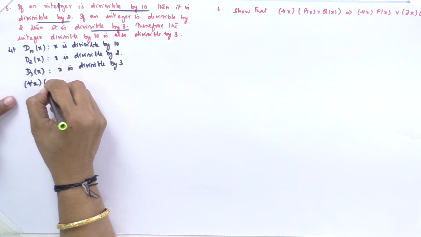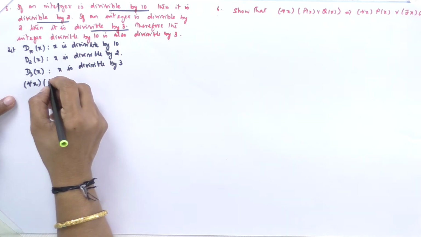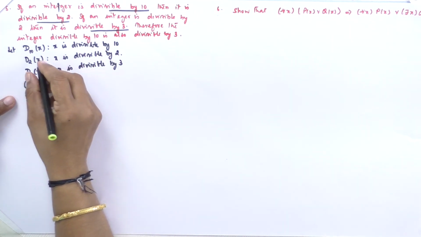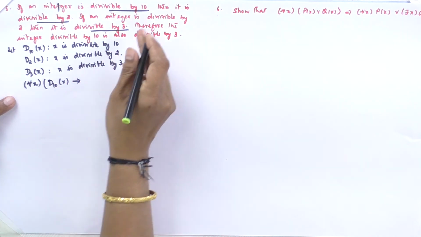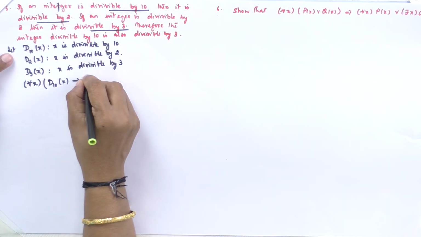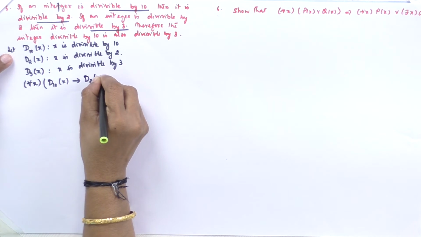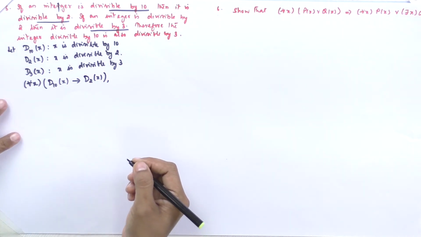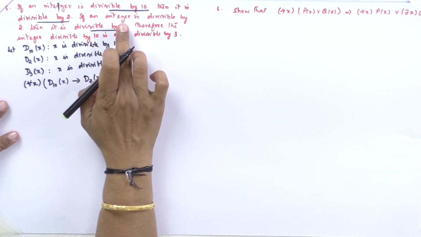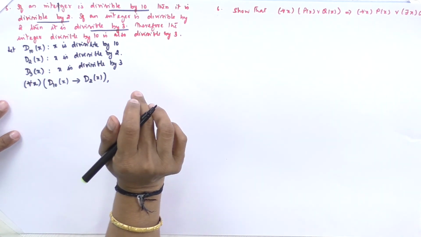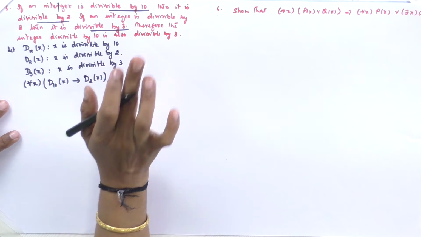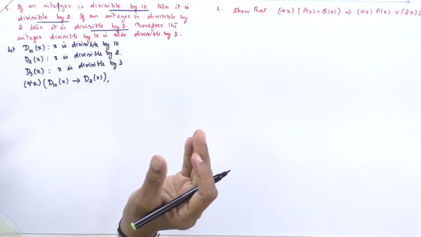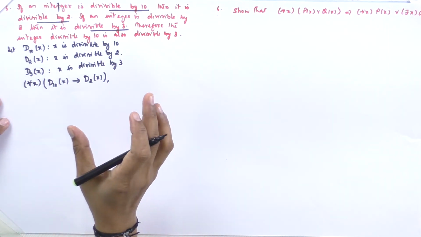So, for all x, if it is an integer which is divisible by 10, D10 of x, then it is divisible by 2, D2 of x. This is the premise for the first statement. Then, if an integer is divisible by 2, right? If an integer is divisible by 2, then it is divisible by 3, right?